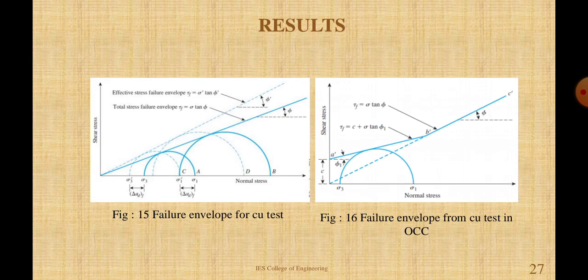The next, figure 15, shows the Mohr circles at failure obtained from consolidated undrained triaxial tests in sand and normally consolidated clay. And figure 16 shows the total stress failure envelope obtained from a consolidated undrained test for over consolidated clay.